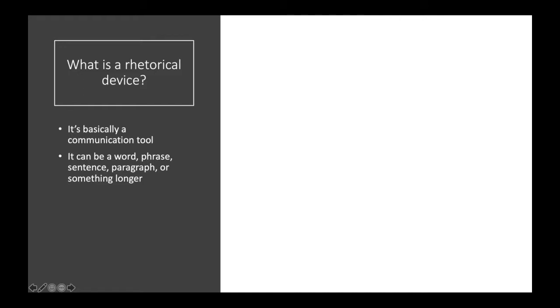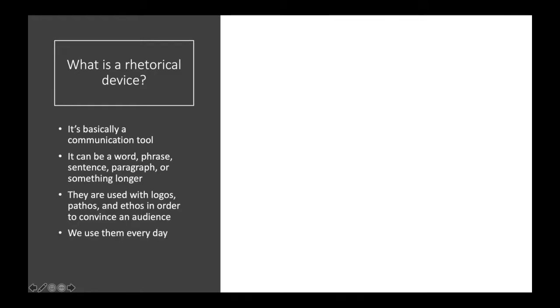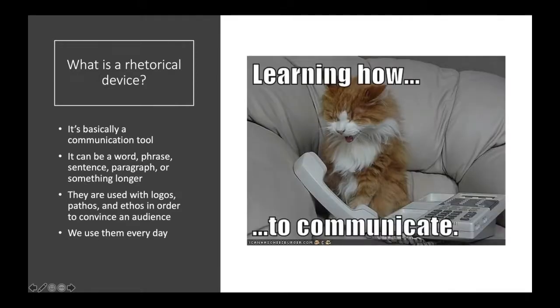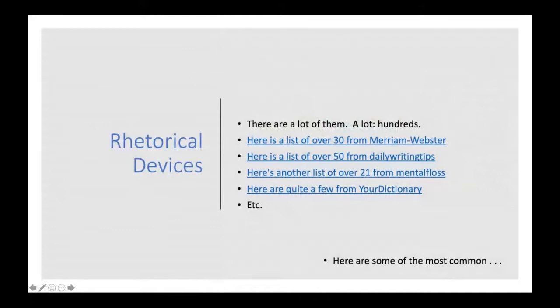It's basically taking a magnifying glass to an argument that you are looking at and pulling very small pieces out and saying, this is what this piece does, and this is how and why it does it. They're used together along with logos, pathos, and ethos in order to convince an audience, or whatever the purpose of the argument is. We use them every day. You will definitely recognize some of them. It teaches us how to communicate.